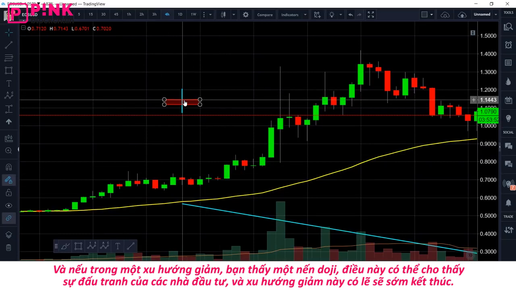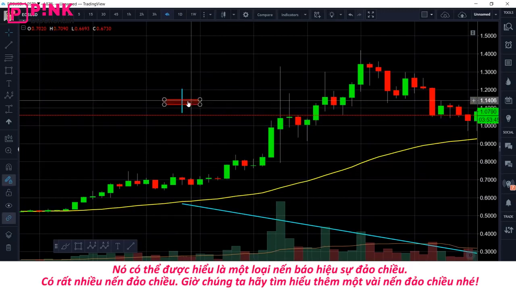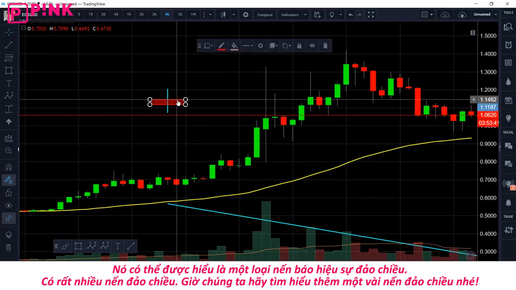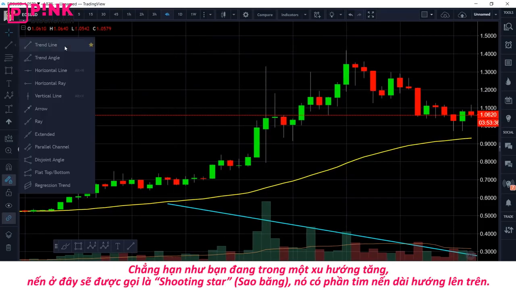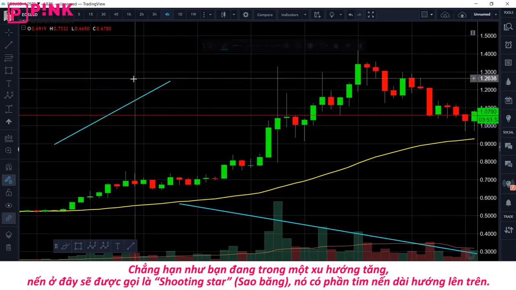And now if you see it on a downtrend, and you see this doji candle, chances are there's going to be a lot of indecision in the market, and now the bears are done. So it's going to be a reversal candle. There are a lot of reversal candles. Let's get into some reversal candles actually, okay? Let's say you're going on an uptrend, okay? Uptrend like that.